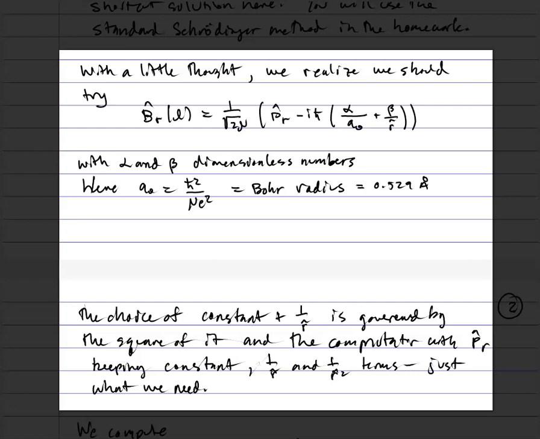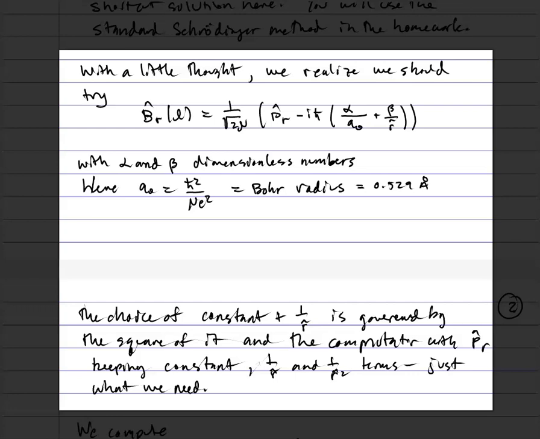Now here I'm using a notation where a0 is equal to h bar squared over mu e squared. That's the Bohr radius. And if you plug in the numbers for h bar, the reduced mass, and the electrical charge, you will find that that Bohr radius is about 1/2 of an angstrom. It's 0.529 angstroms. Again, an angstrom is 10 to the minus 10 meters, or it's 10 to the minus 8 centimeters, or it's a 1/10 of a nanometer.